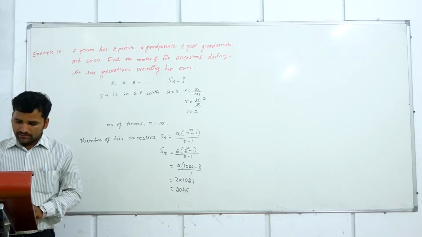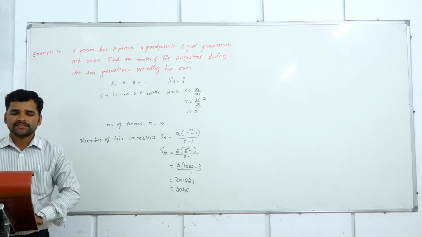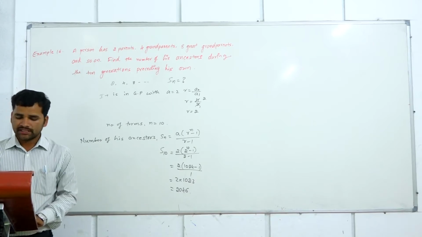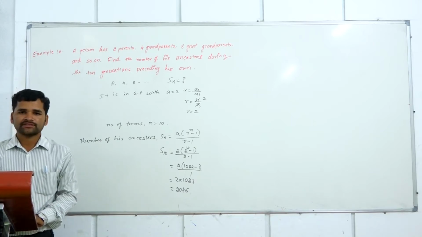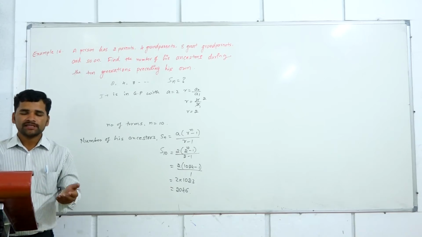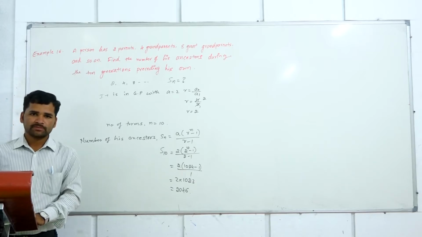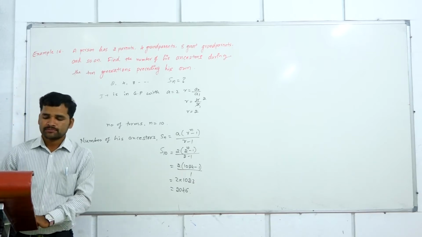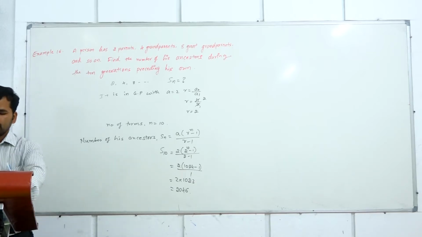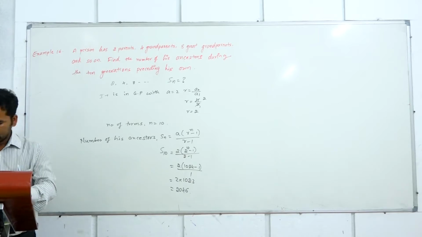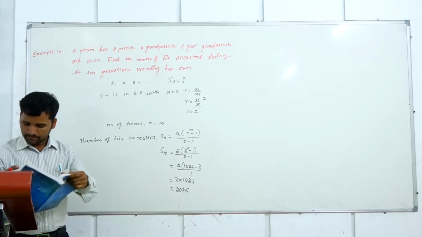Okay, now we will go to the exercise, that is exercise 9.3. In exercise 9.3, first of all we will solve the problems on the geometric progression concept. Then after that we will go to the geometric mean concept here. Geometric mean concept now I am not explaining. I will go to the problems. Okay, coming to exercise 9.3.